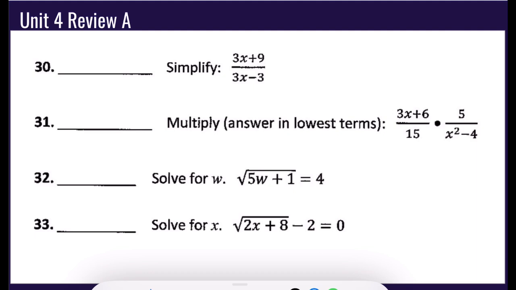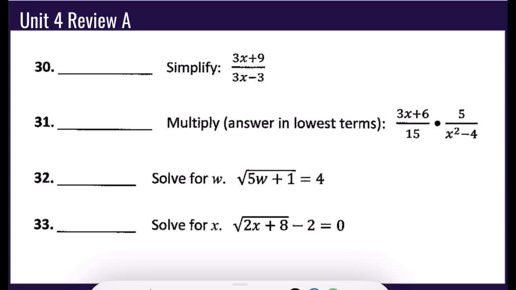And let's go ahead and move on to question 30. So question 30 wants us to simplify. That means to get something down into its lowest terms. So we're going to start by factoring.